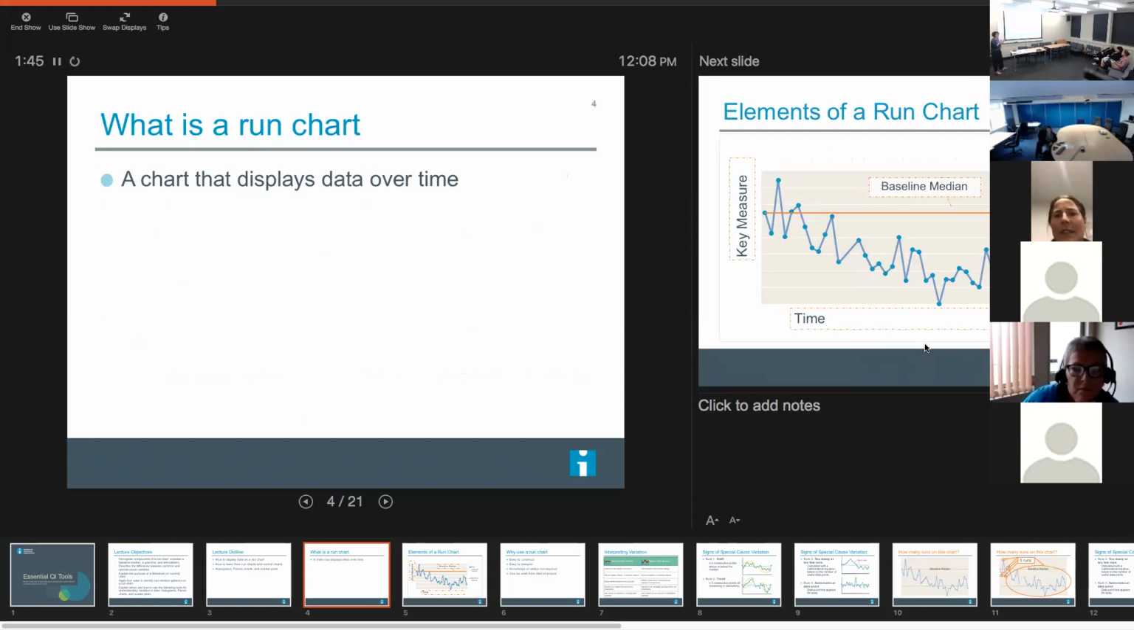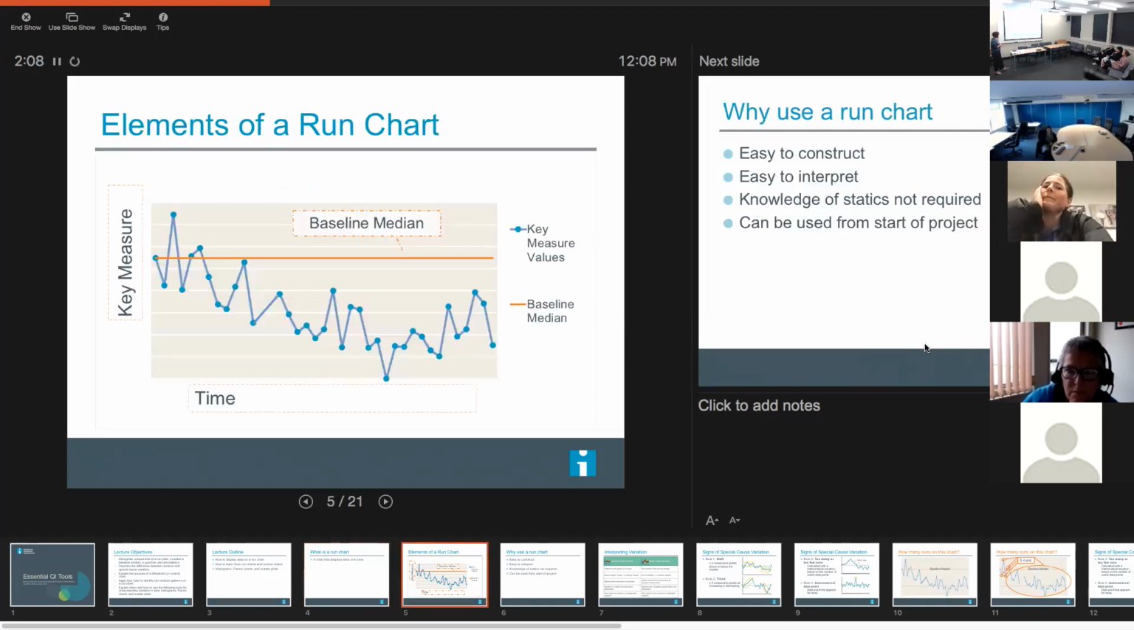So a run chart is a really basic piece of information. You'll see run charts in lots of the QI work that you do. They're a really useful resource for giving us information about what's going on with the process. So essentially a run chart is a chart that displays information over a time period.